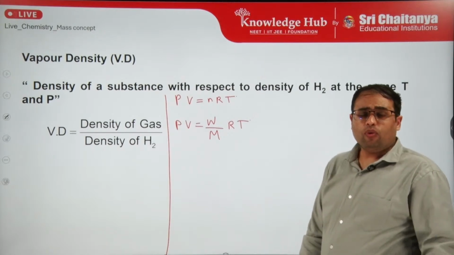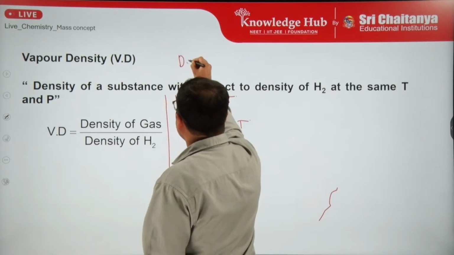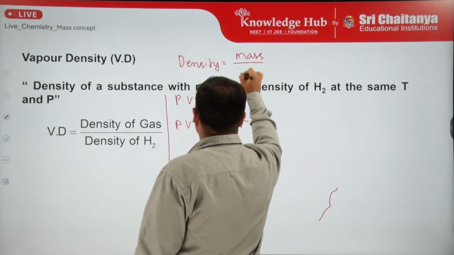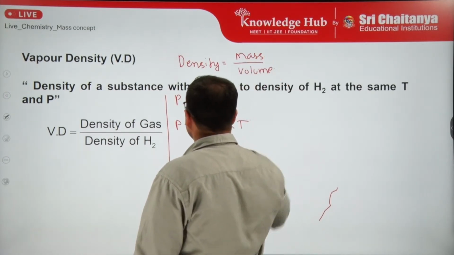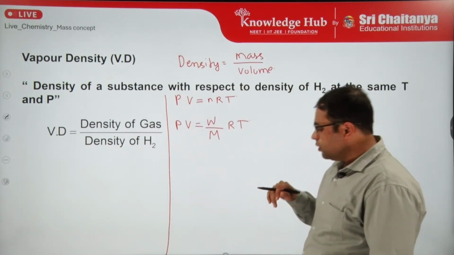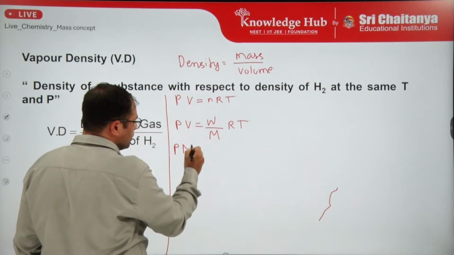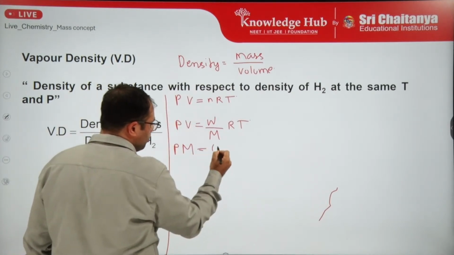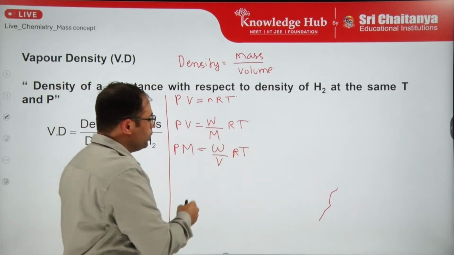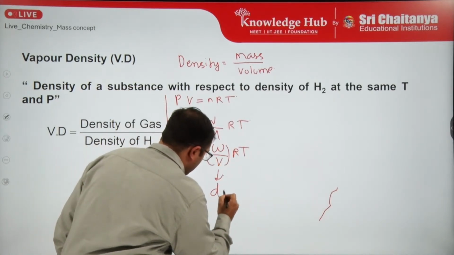Now tell me, what is density? Well, any normal density, if I talk about, density of anything is mass by volume, right? So if I take this molar mass this side, this volume below this, you will get PM equals WRT by V. What is this? W is the weight or mass divided by volume. This is nothing but, I can say it is density.